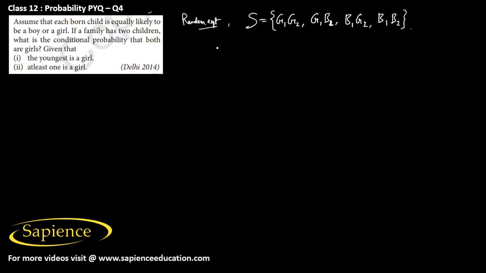Then here it is asked, what is the conditional probability that both are girls, given that the youngest is a girl?